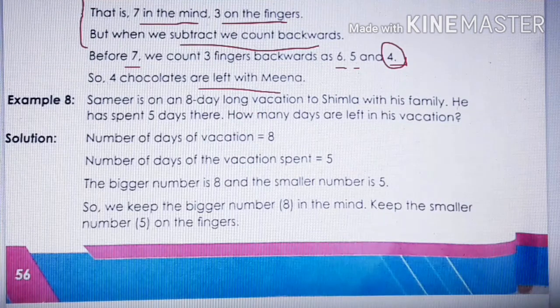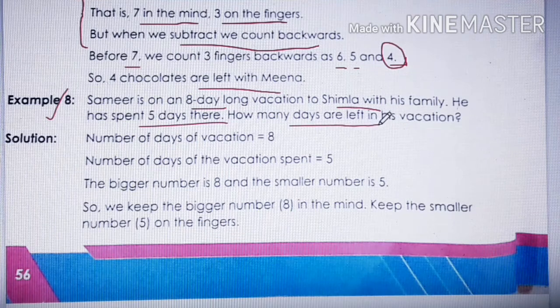Let's see example 8. Samir is on 8-day long vacation to Shimla with his family. So Samir went for 8 days on this long vacation to Shimla. He has spent 5 days there. How many days are left in his vacation, children?